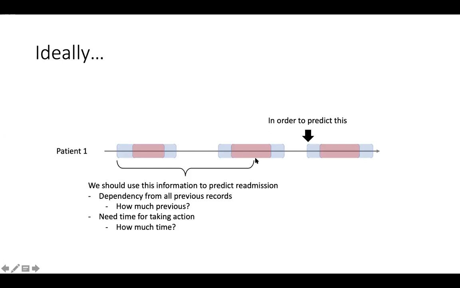So how much time should we preserve when constructing the data, constructing the training set? We don't want to use all this information. Oh, by the way, so dependency from all previous records. So this is, again, who asked the question?